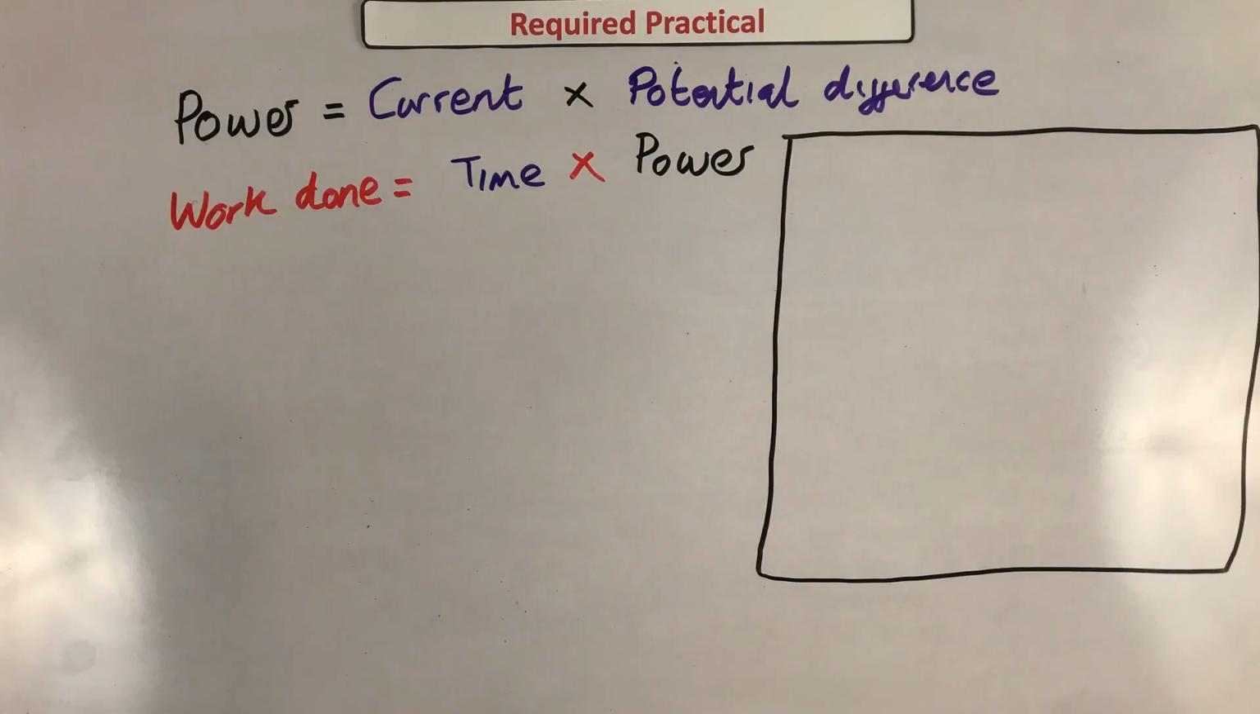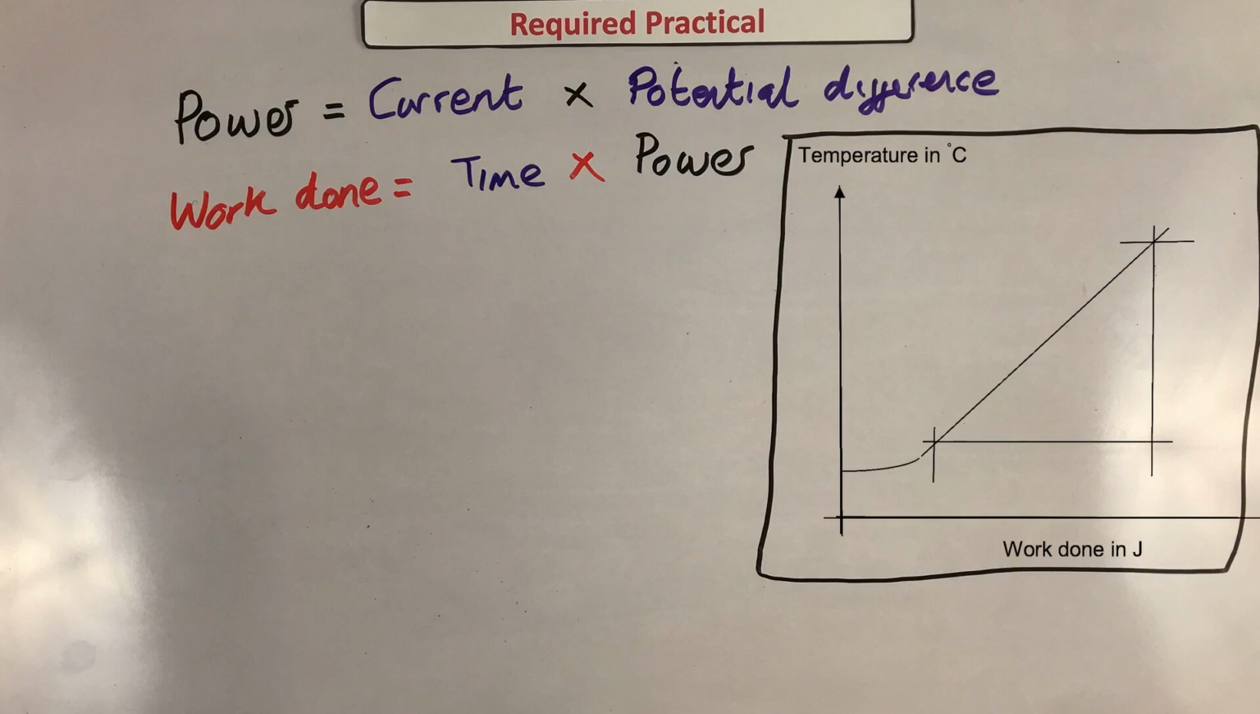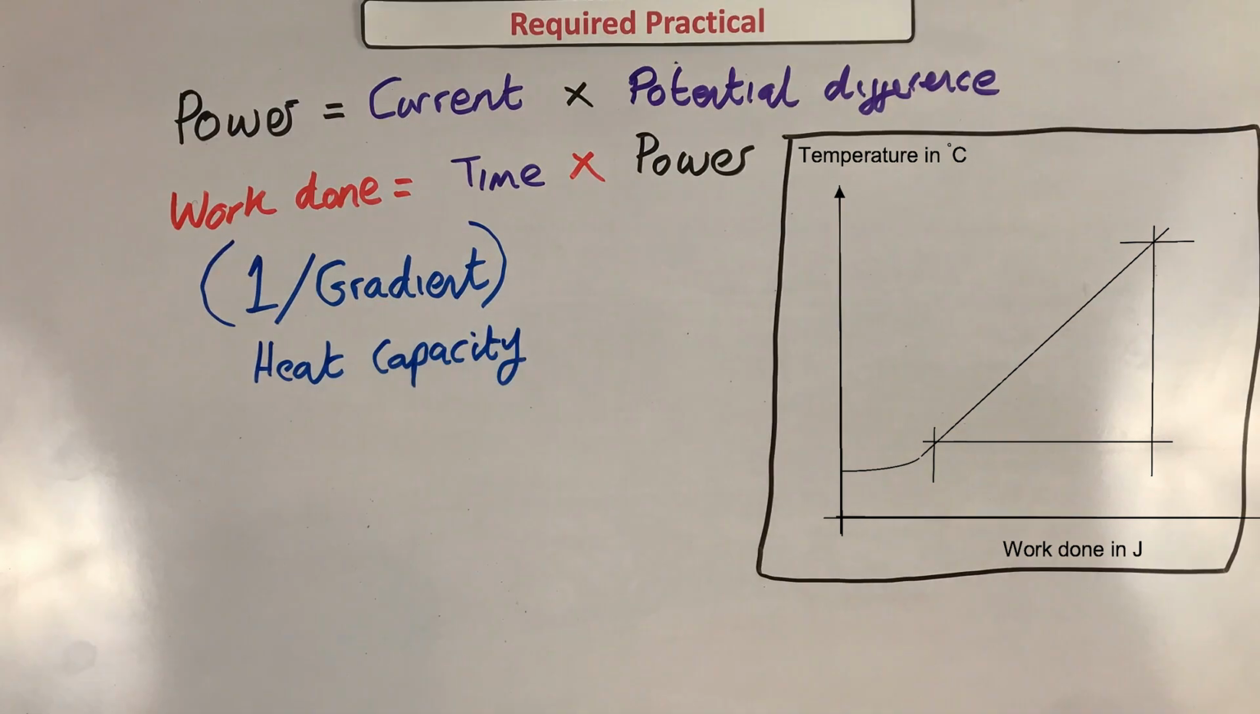You will then finally need to draw a graph with your temperature on your y-axis and your work done on your x-axis. When you work out your gradient, and check out my video on how to think like a scientist to see how we actually draw gradients, you will need to use that to work out your heat capacity. And your heat capacity in this context is 1 divided by your gradient. And after that, you then work out the specific heat capacity of your material.